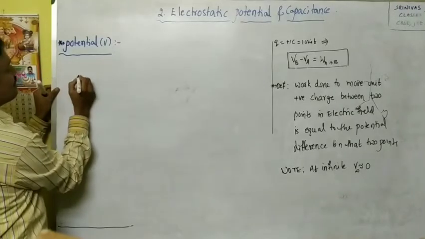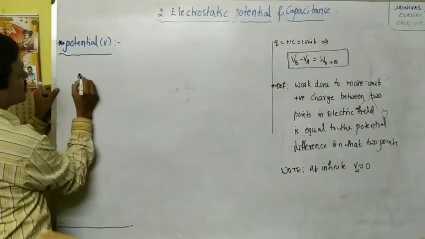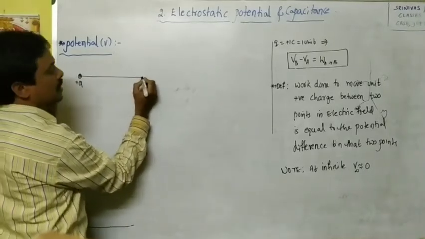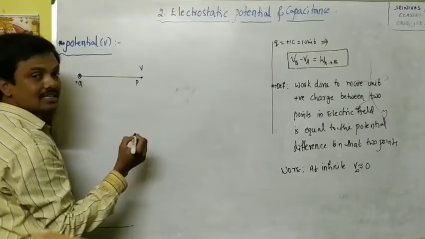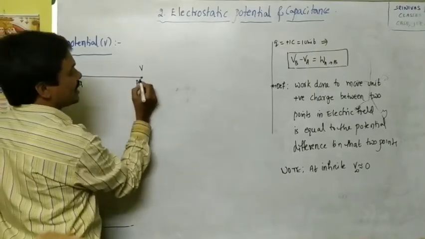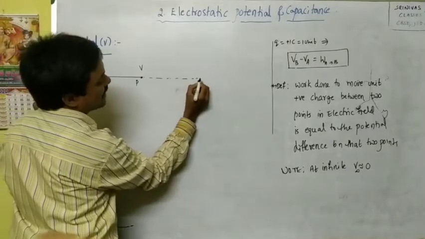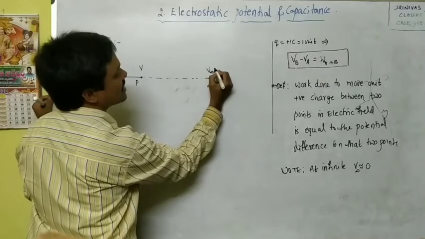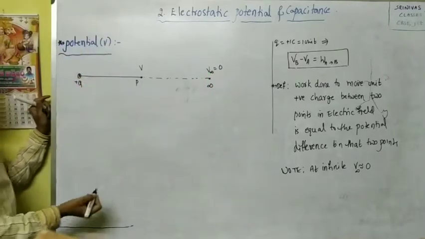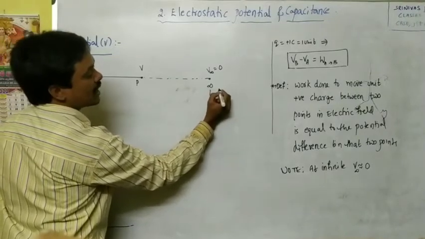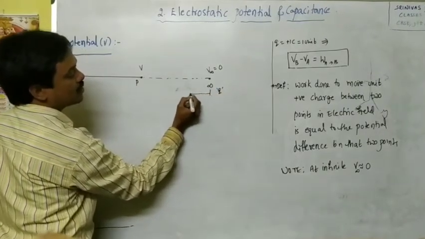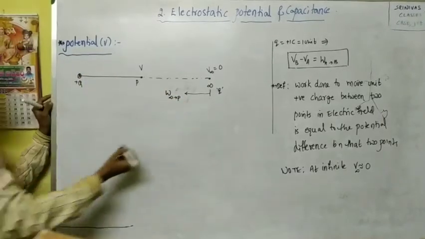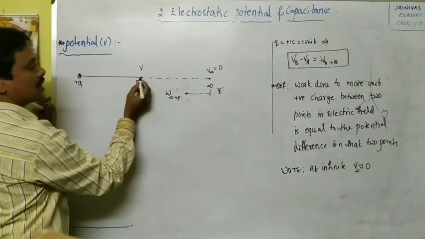To define the potential, we take the charge Q again, the source charge, and a certain point P. Here the potential is V. Another point we take at infinite distance, where the potential is zero. Now we are moving the Q charge from infinite to a certain point. We have to do some work to move the Q charge from infinite to that point.